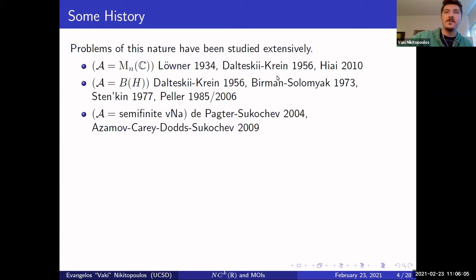And that led to an explosion of work by Birman and Solomyak, and then later Peller in the case of one derivative. Then there were also some breakthroughs by Sten'kin and Peller, most importantly this 2006 paper in the case of higher derivatives. This 2010 paper right here is a bigger paper on matrix analysis, but the reason I included it is it's a useful current reference that discusses some of this Daletskii-Krein material in more modern language. So that's why I put that there. And then finally, there's been plenty of work also in the case of A being a semi-finite von Neumann algebra due to de Pagter, Sukochev, and Azamov, Carey, Dodds, and Sukochev.